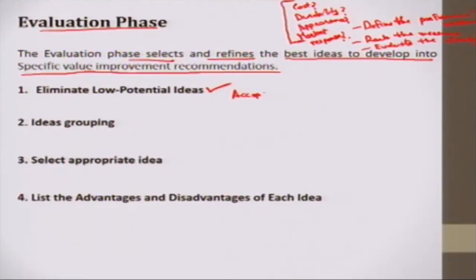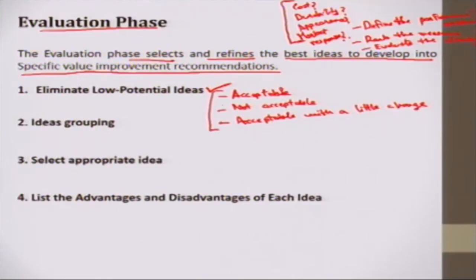that is we mark the ideas as acceptable, okay, not acceptable, and acceptable with some change, if there is some minor change, little change. So, all the ideas are put into one of the categories. The idea acceptable, or is the idea preliminary not acceptable, or is the idea acceptable with some change. So, eliminate low potential ideas here.